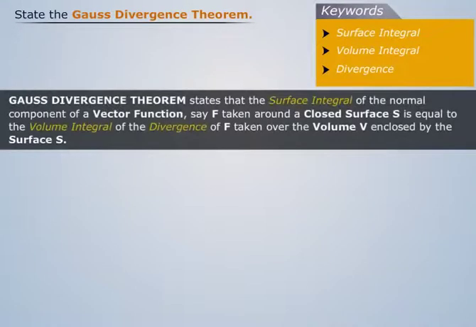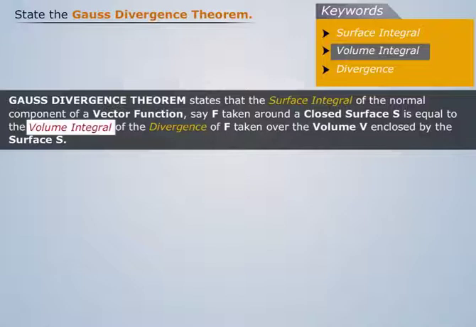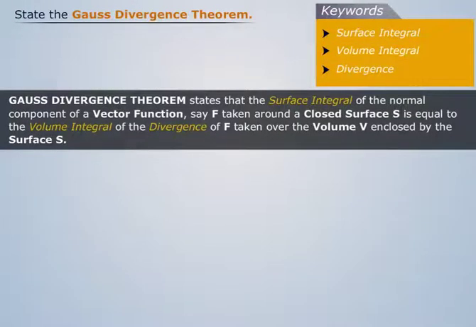Gauss Divergence Theorem states that the surface integral of the normal component of a vector function, say f, taken around a closed surface S is equal to the volume integral of the divergence of f taken over the volume V enclosed by the surface S.